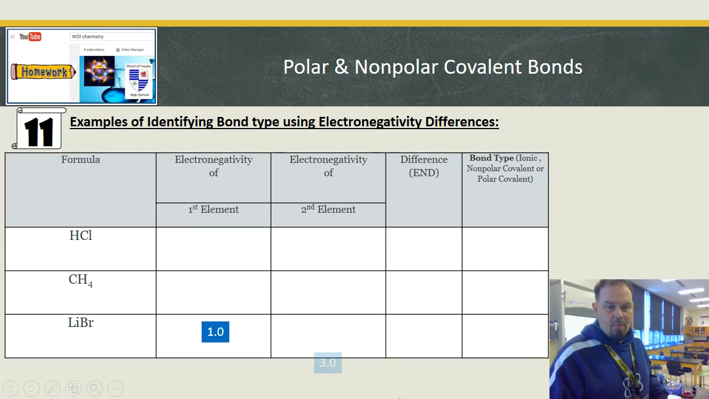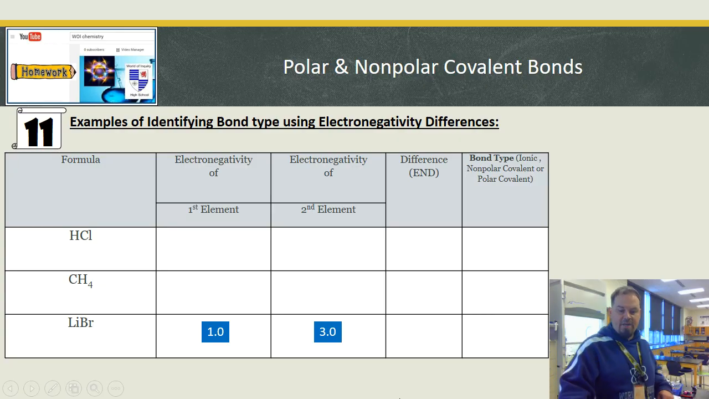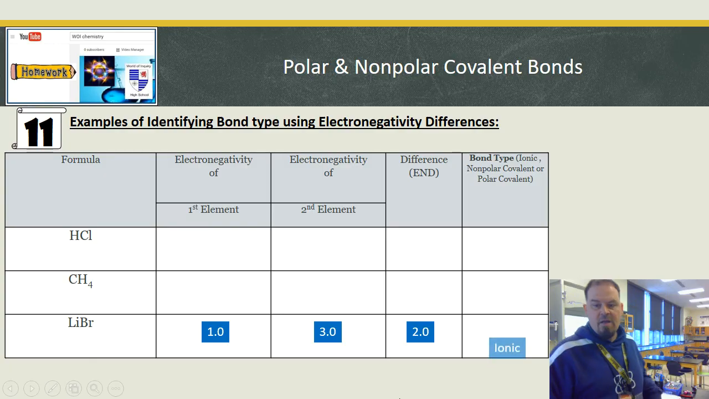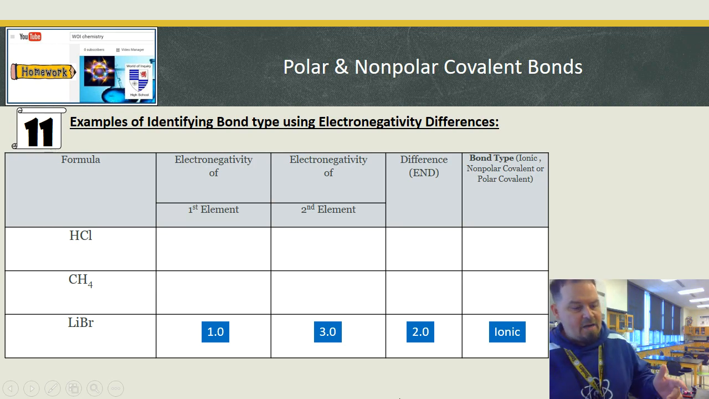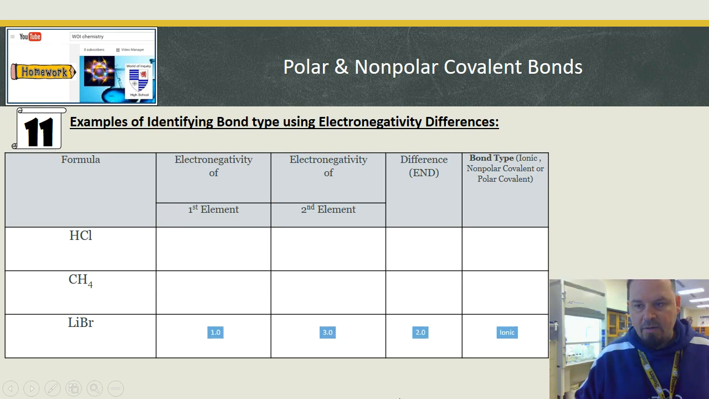Looking up lithium, I got 1.0. Looking up bromine, I got 3. When I subtract those, that's 2, higher than 1.7. So now it is ionic. And now we understand how to calculate ENDs and use them, put them in there, and then now we do the POGL, and we got this whole polarity thing down.